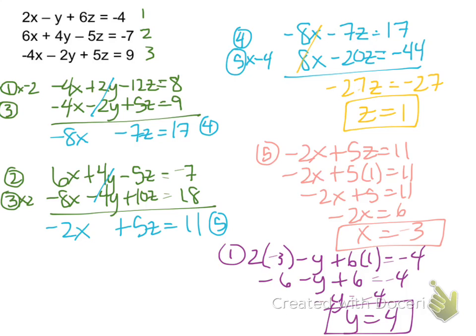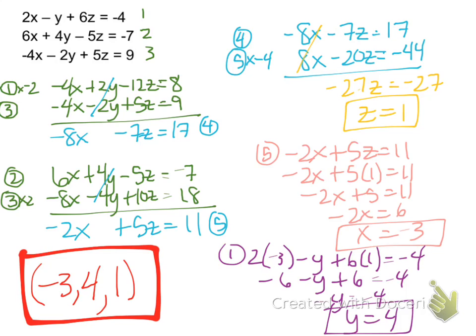Now please don't make the mistake of leaving your answer like this. It's an ordered triple in alphabetical order. So listing the x, y, z, we've got -3, 4, and 1.